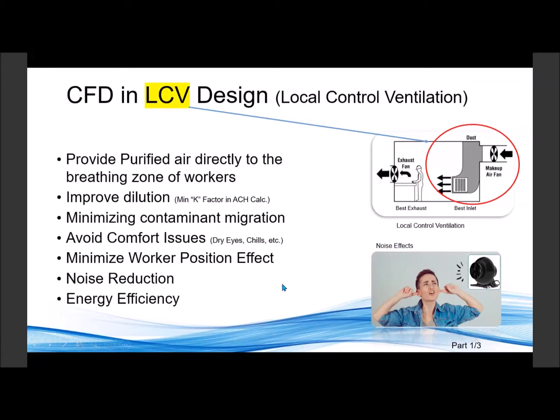A big challenge in getting all of these air cleaners working is that we really have to pay attention to things like noise. Obviously, we want to put purified air in the breathing zone and improve dilution. At the same time, when we're doing dilution ventilation, we want to minimize the K factor. That's a key component when calculating required air changes per hour. We want to minimize contaminant migration, avoid comfort issues like dry eyes and chills, and minimize worker position effect, where if the air is moving too quickly, contaminants can return and the operators or workers can breathe the contaminant in. We also want noise reduction and energy efficiency.